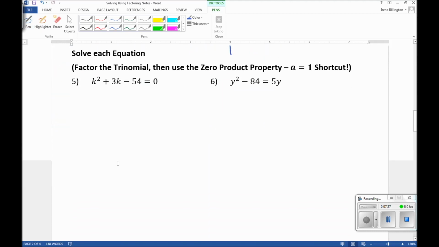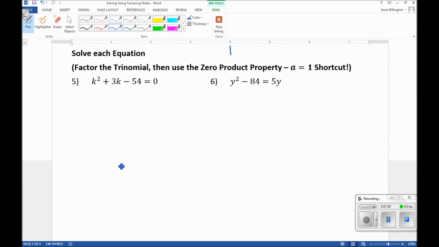Okay, moving on. Some more factoring. We're going to switch it up here, and we are going to be using the shortcut to factor a quadratic trinomial. So you'll notice here that our a values are going to equal 1, meaning that when we find our magic number, those two factors of our magic number are going to become the two factors of our polynomial.